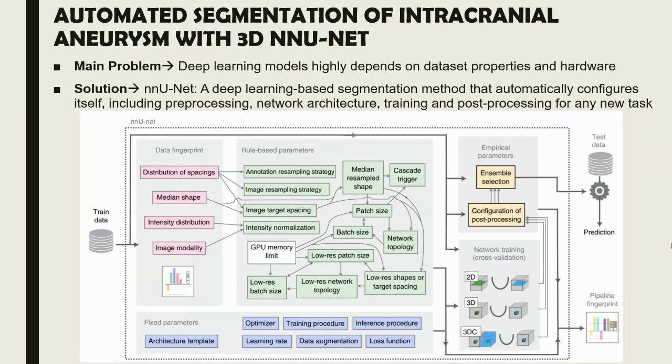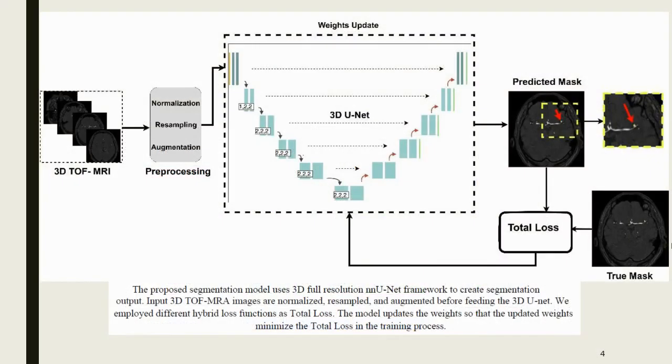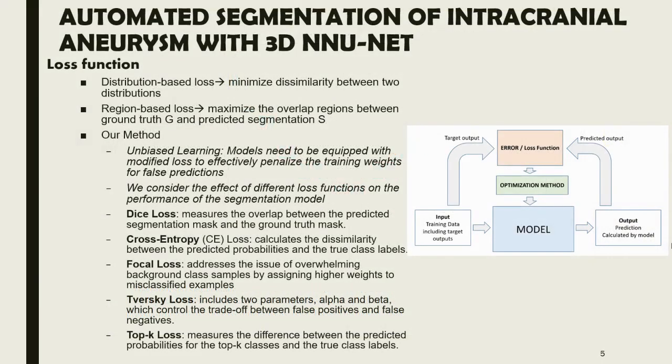Generally, nnU-Net uses three models: 2D U-Net, 3D U-Net, and 3D cascade U-Net. You can see the picture. The 3D MRI images are given to the model, but some pre-processing steps will be done. In addition, in this work, we focus on the consideration of different loss functions and the performance of this nnU-Net.